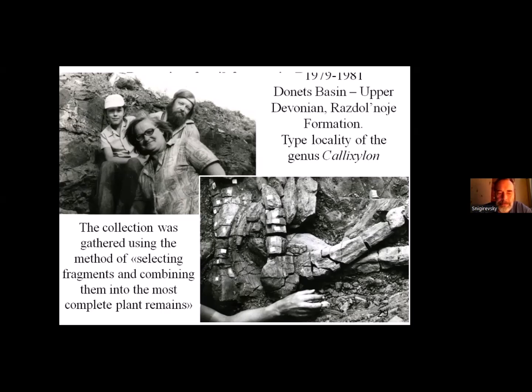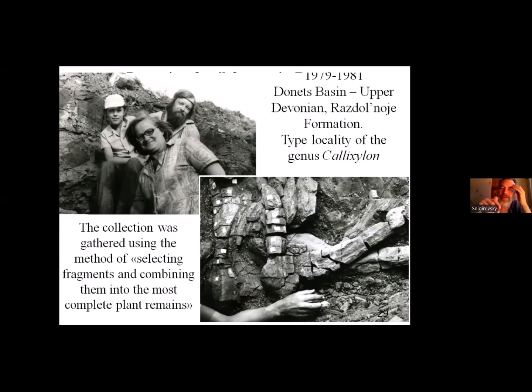we gathered the method of selecting fragments and combining them into the most complete plant remains. So we prepared all the woods of Callixylon from the stones around them, and labeled all the pieces with numbers, then packed all the pieces together, and then in St.